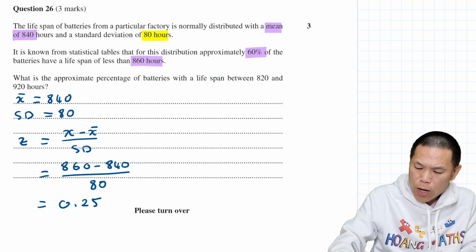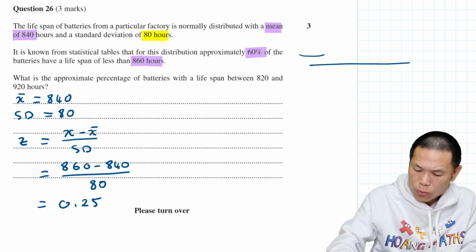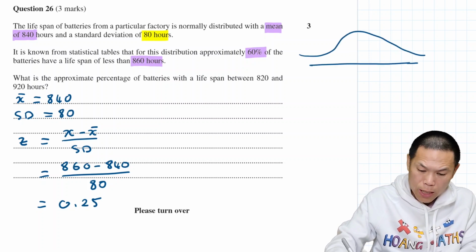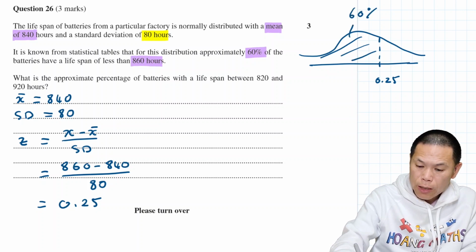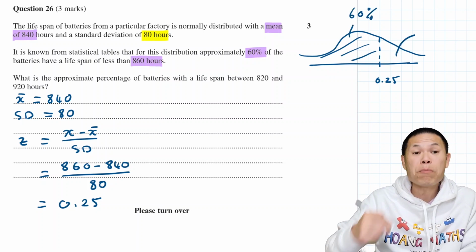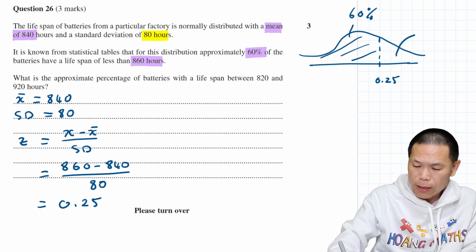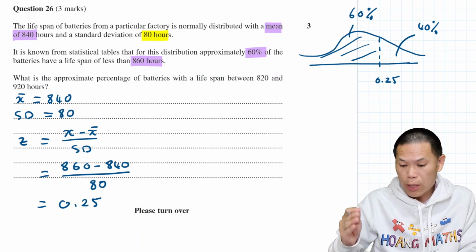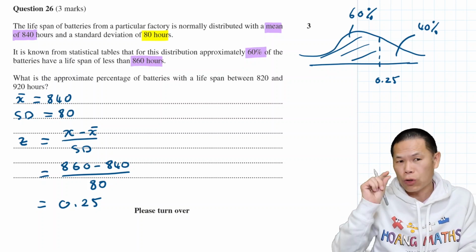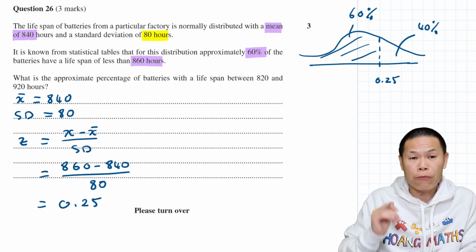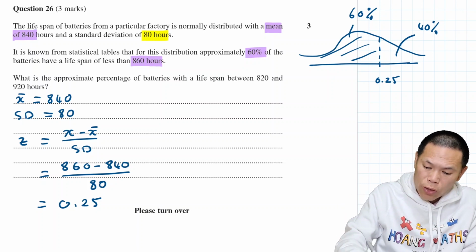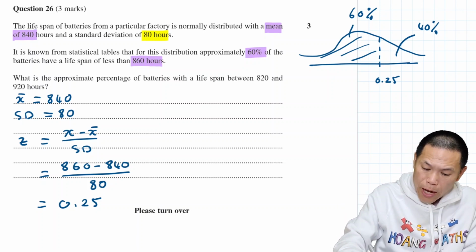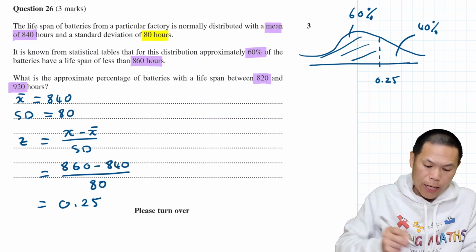So in other words, we have a normal distribution here. So less than 0.25 is 60%. So this means that this part here must be 40%. Okay, so keep that in mind. So 40% is above 0.25, okay, for the z-score. Let me read a bit further. What is the approximate percentage of the battery lifespan between 820 and 920?